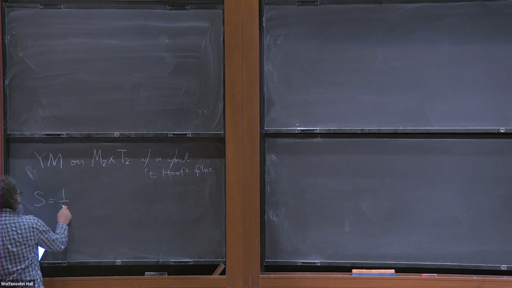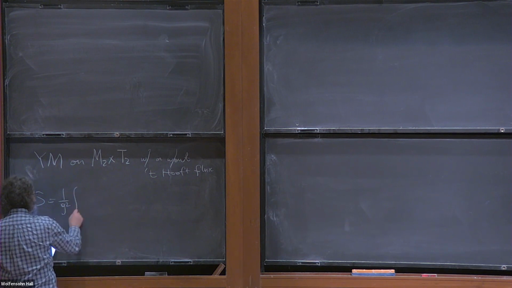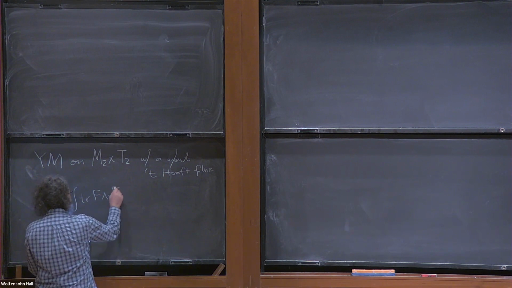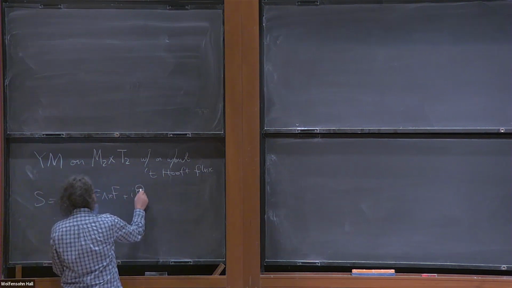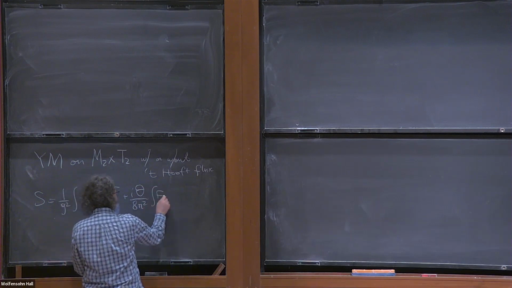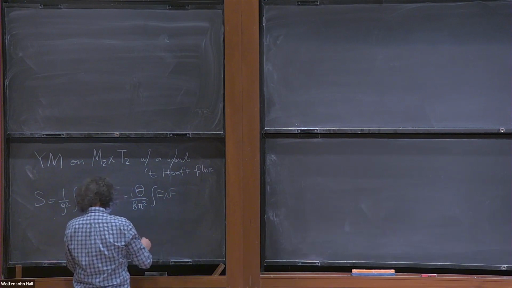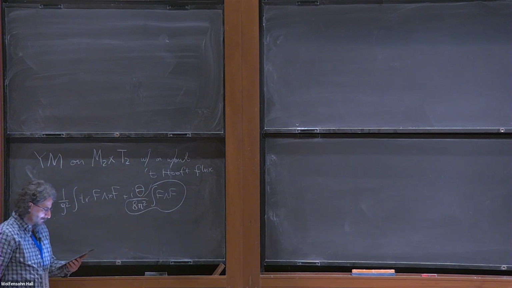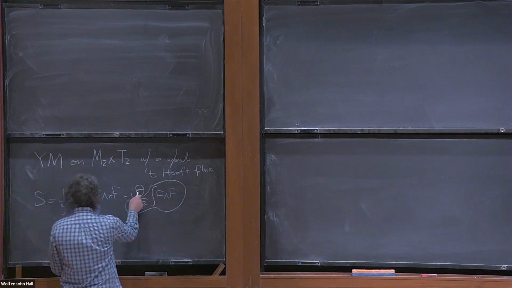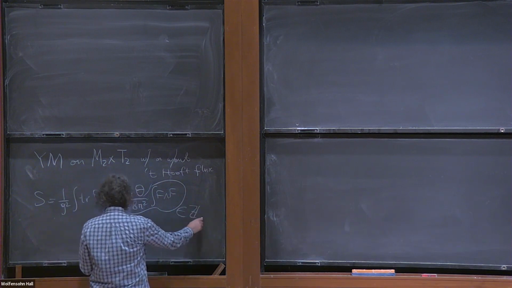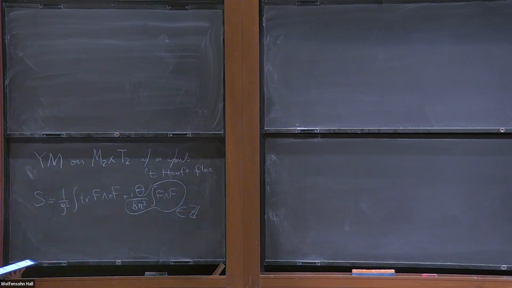action. 1 over g squared, there is a kinetic term, trace F wedge star F, plus i theta over 8 pi squared. This is the topological term, integral F wedge F. This part is, of course, the instanton number. And this thing here is called theta angle, and the instanton number is integer valued.